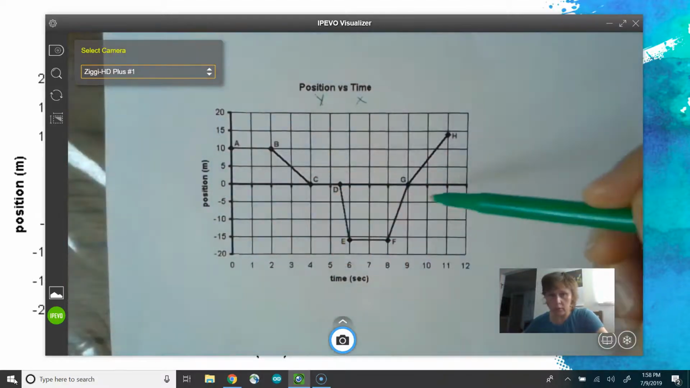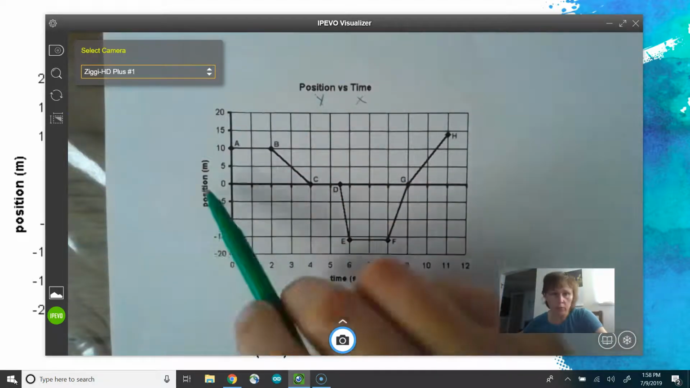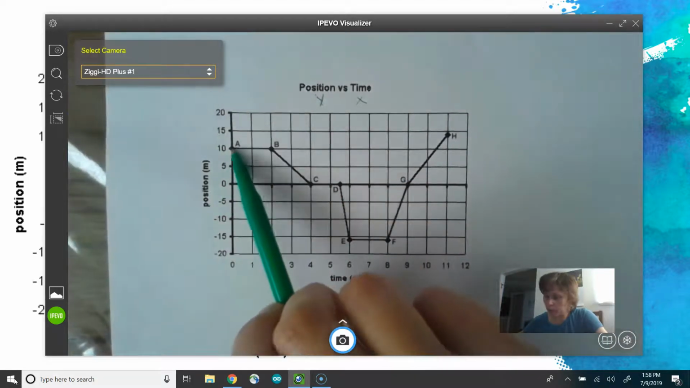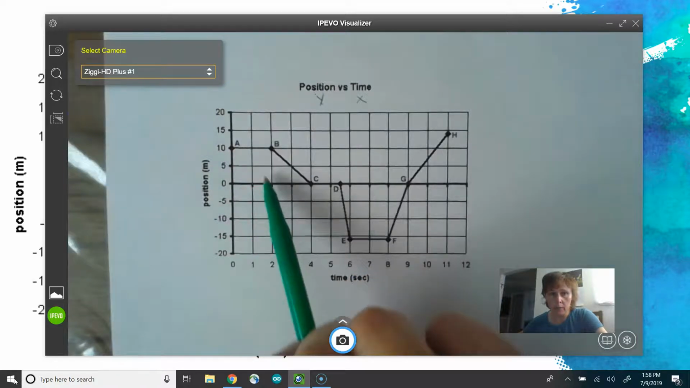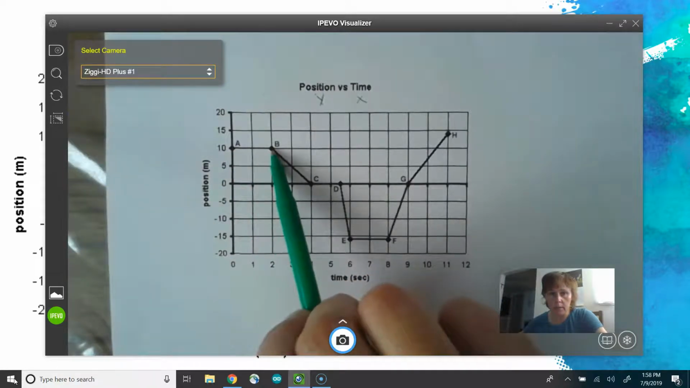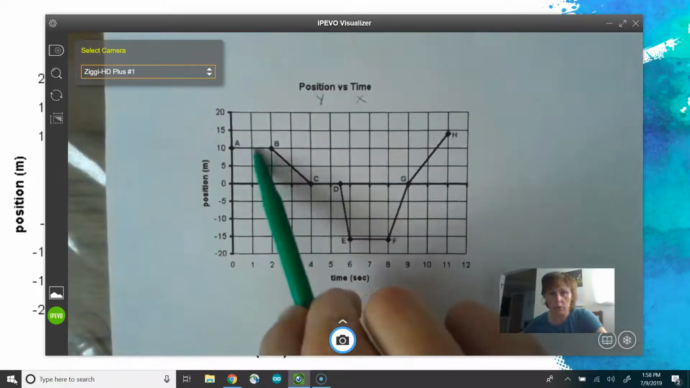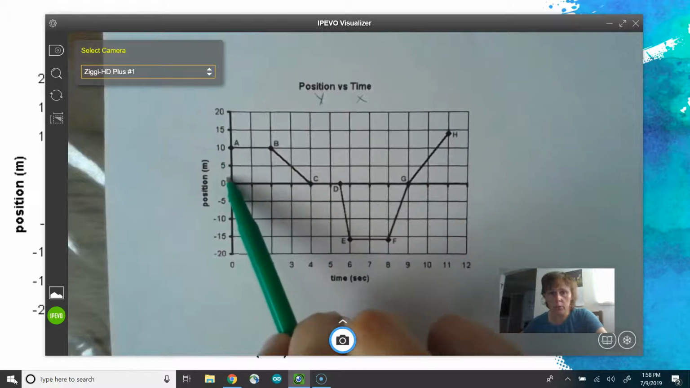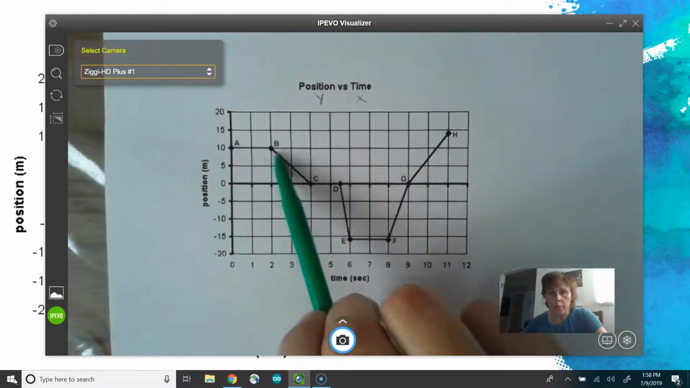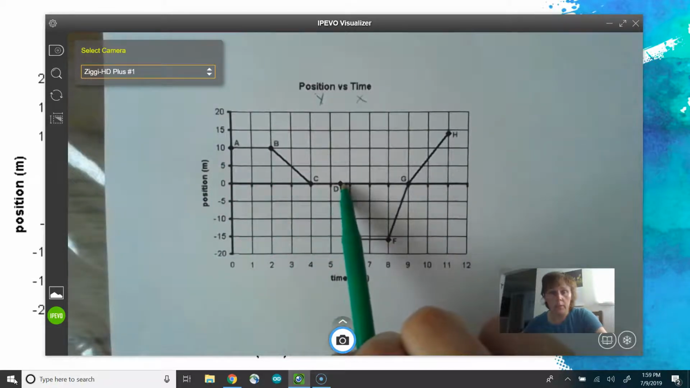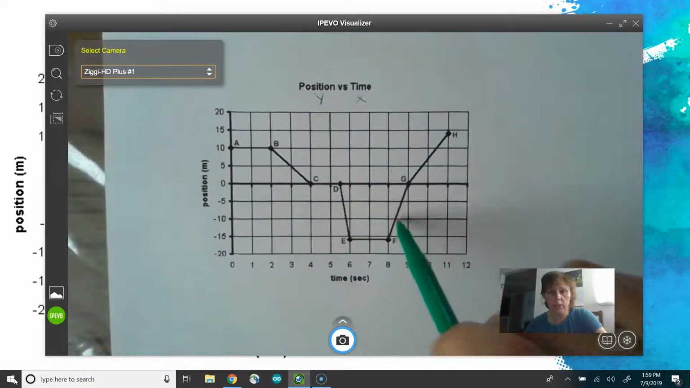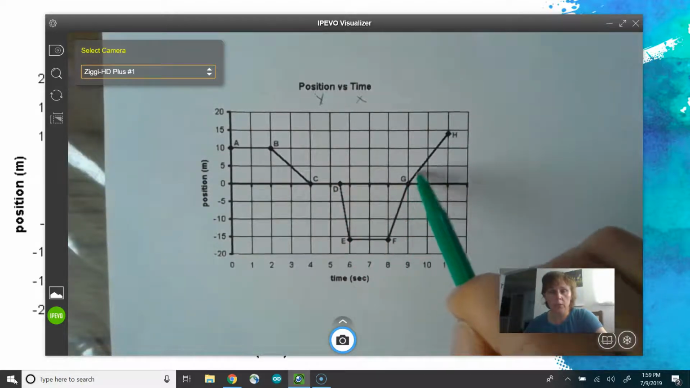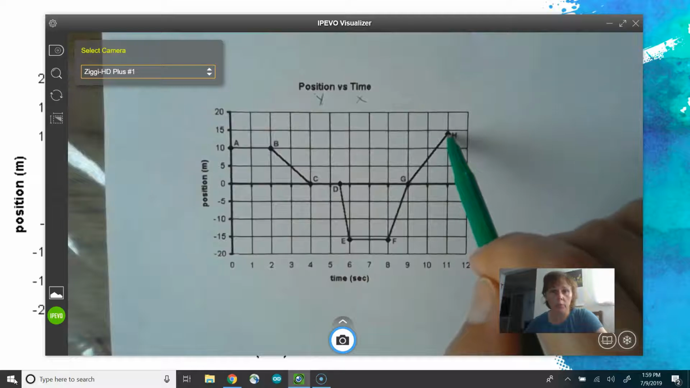So position, time. Here you can imagine a football player starts at the 10-meter mark. Then for 2 seconds it stays in place. Then in 2 seconds it covers the distance of 10 meters towards the origin, and then stays in place, and then continues in a negative direction, stays in place, returns to the positive direction, and continues in a positive direction.